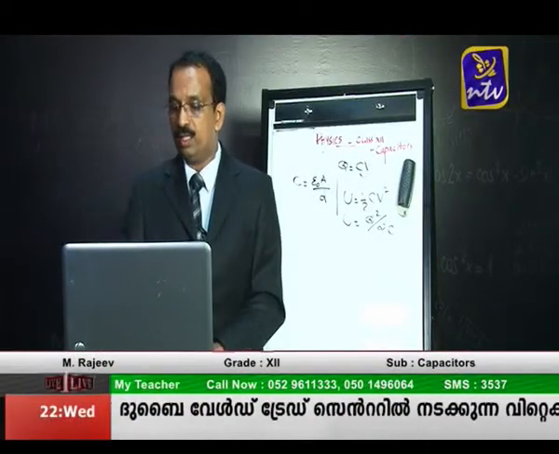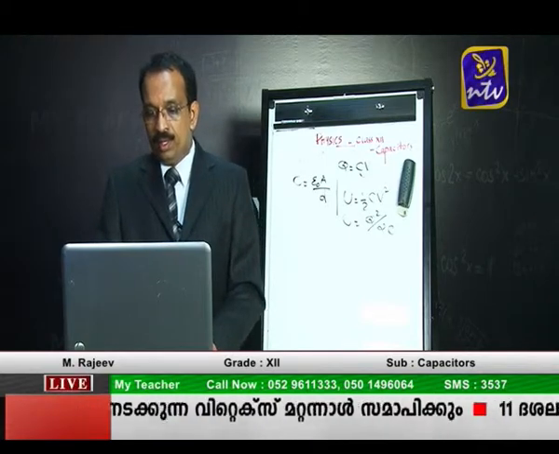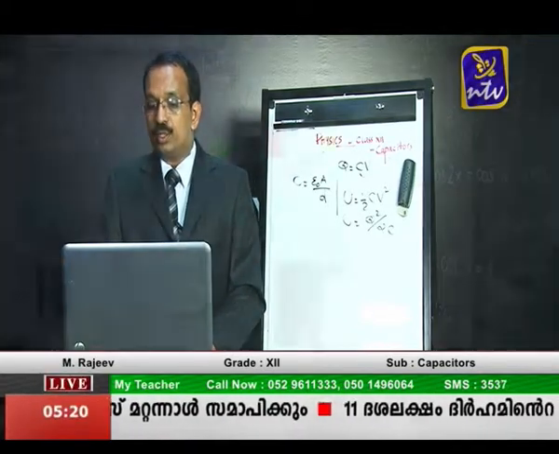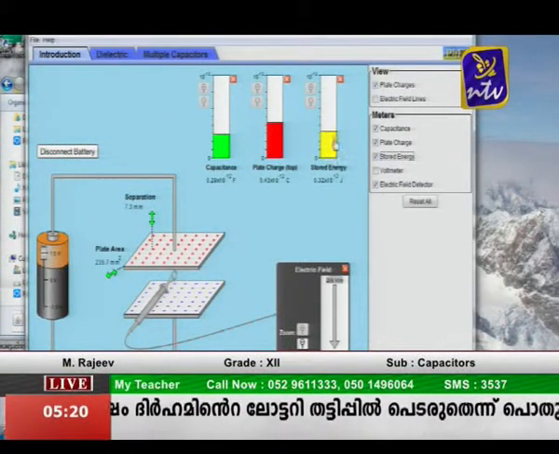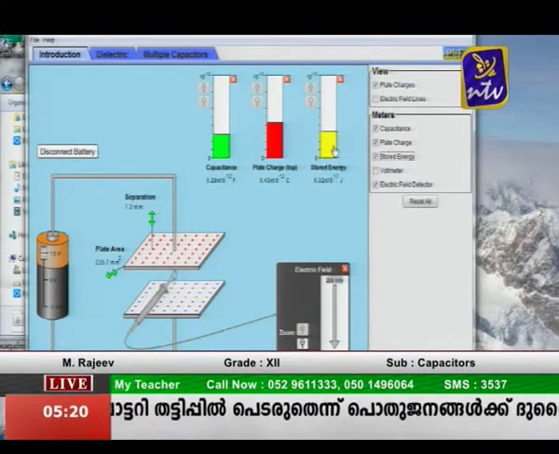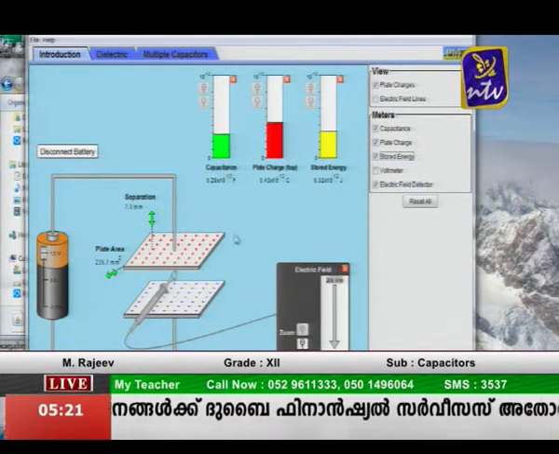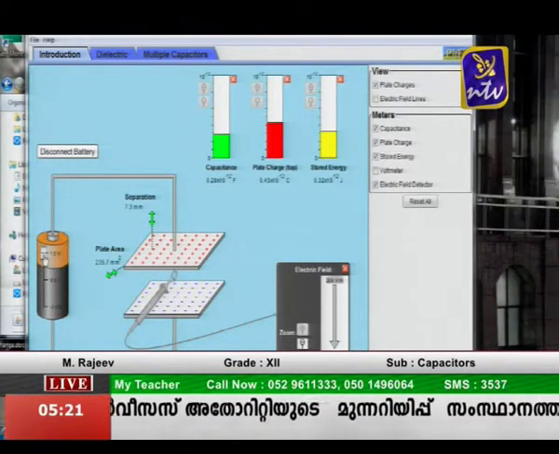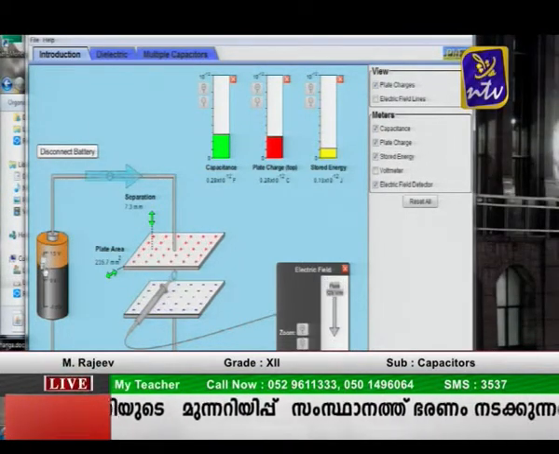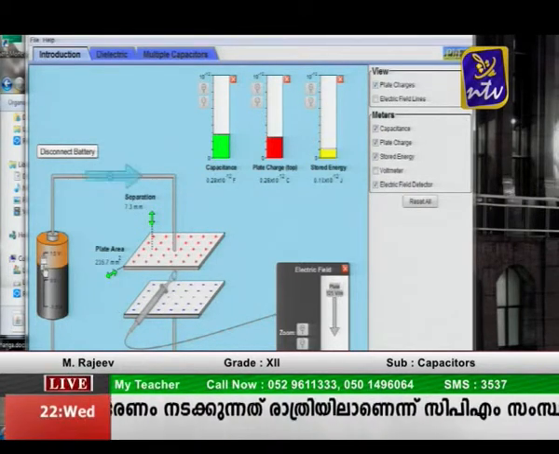You can see the yellow bar on the screen, that is indicating the total energy stored. See, here you can see this is the total energy stored, that is indicated by the yellow bar. The red bar indicates the plate charge and the green bar indicates the capacitance. You just see what happens when you change the voltage. See, I am changing the voltage. You can see when I decrease the voltage, charge decreases and even energy also decreases.